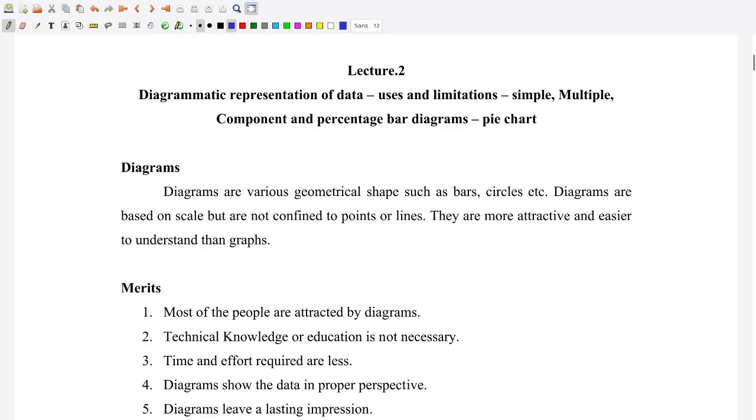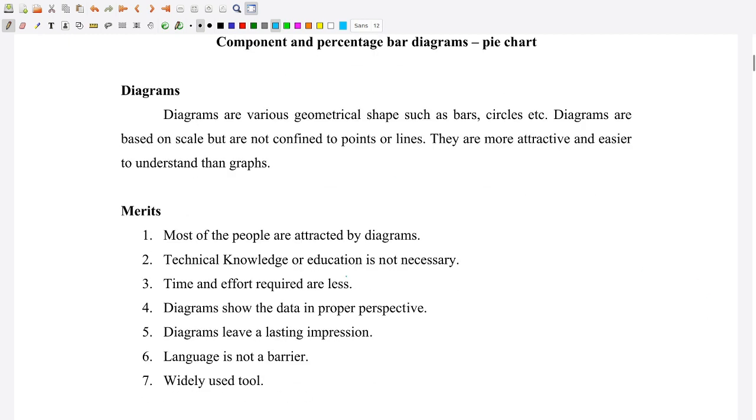Diagrammatic representation of data. We have studied about various diagrams which could represent the data. Why should one go for a diagram? When you have certain data present in the form of tables, why should you keep on drawing diagrams, and why not just see it from the tables itself? It's because the merit of drawing diagrams is that most people are attracted by diagrams.